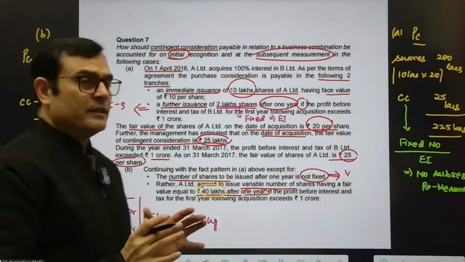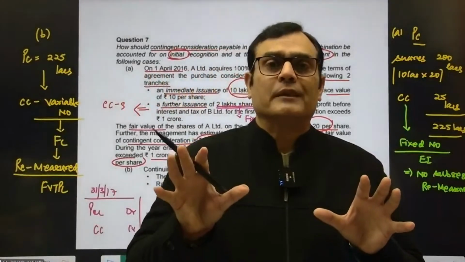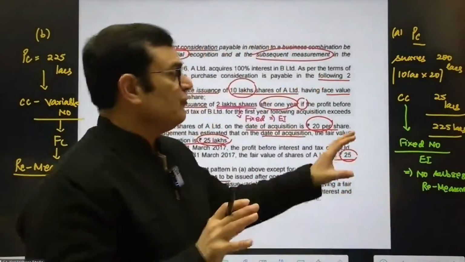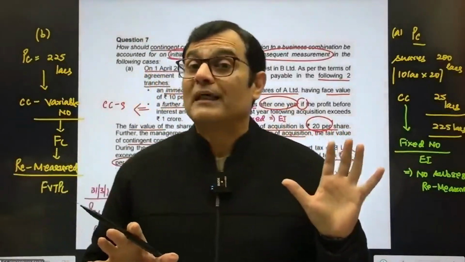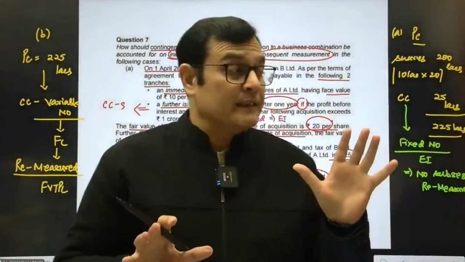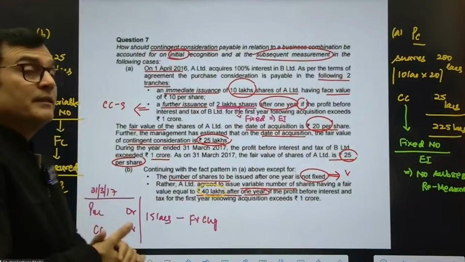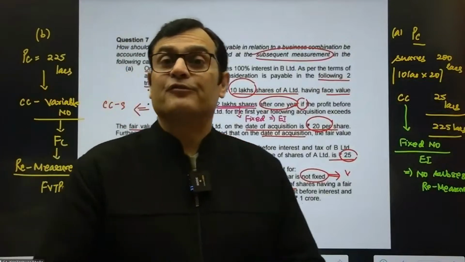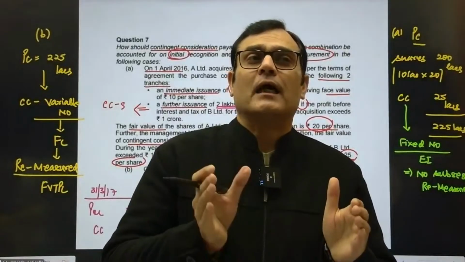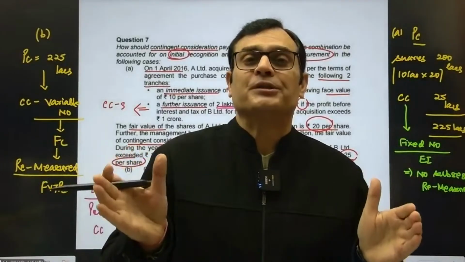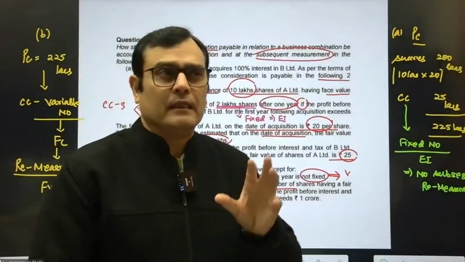So I hope, friends, you are now able to see with this example that when a contingent consideration is paid in terms of a fixed number of shares, it's an equity instrument, no remeasurements at balance sheet dates. But when the contingent consideration is in a variable number of shares, there is remeasurement at fair value through P&L. Any fair value gains, any fair value losses are captured in the P&L at the end of each year. And that's what my chart is devoted upon. So your mind should be very clear.